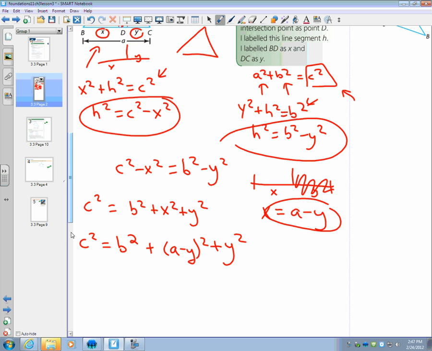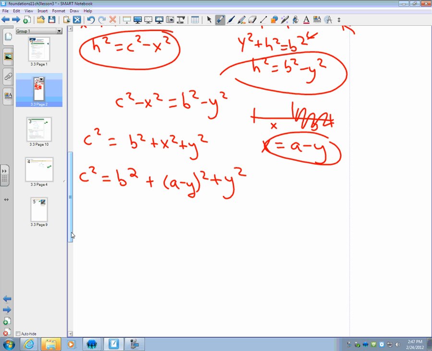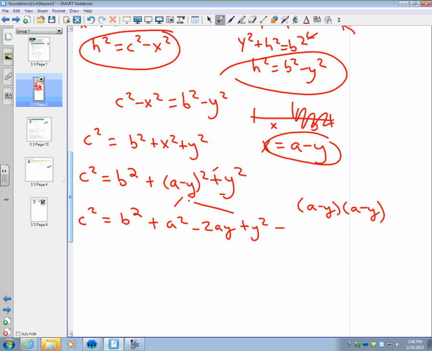Now, here I'm squaring a binomial. Let's just expand that. So I FOIL, it's like saying a minus y times a minus y. So I get a squared first, outside, minus ay, inside, minus ay. So I get minus 2ay. That was outside and inside. And then I get last. Minus y times minus y would be y squared. So that's just expanding this whole thing. Then I still have this plus y squared at the back.